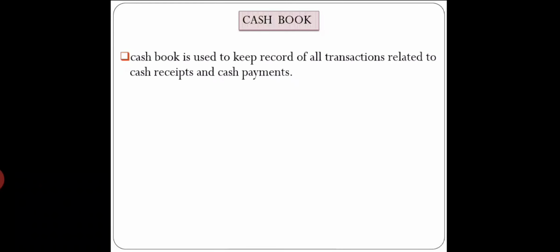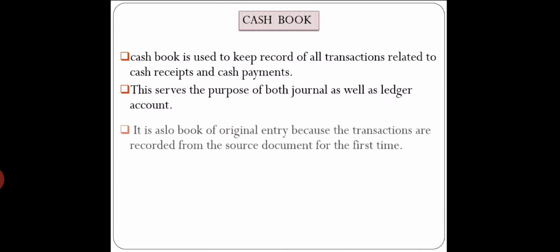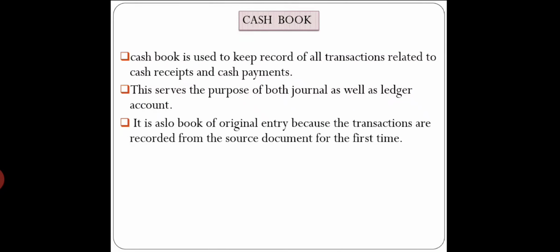In this video we are going to discuss an important topic, that is the cash book. Cash book is used to keep a record of all transactions related to cash receipts and cash payments. This serves the purpose of both journal as well as ledger account. It is also a book of original entry because the transactions are recorded from the source document for the first time.